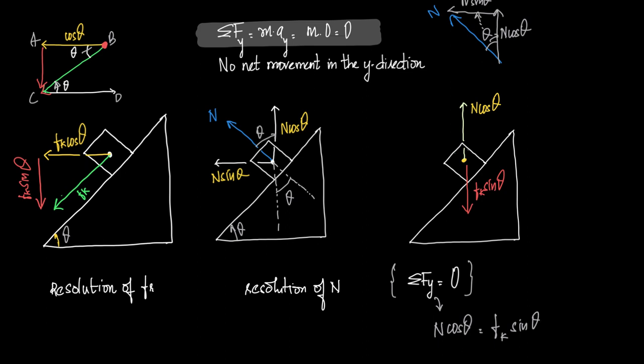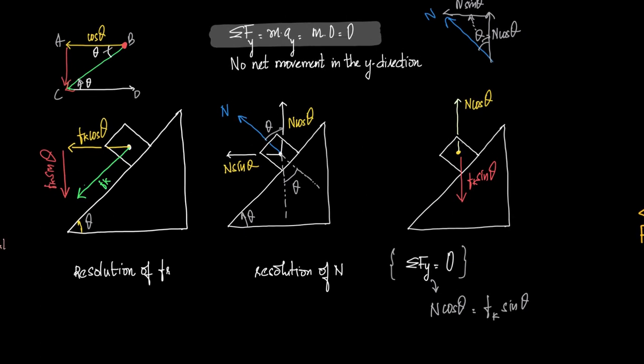Now what is Fk? We can therefore write that n cos theta is equal to, see, Fk is nothing but mu k into n, so mu k into n into sin theta, right? So this is the condition in the y direction. Now let us see what happens when we come to the x direction.